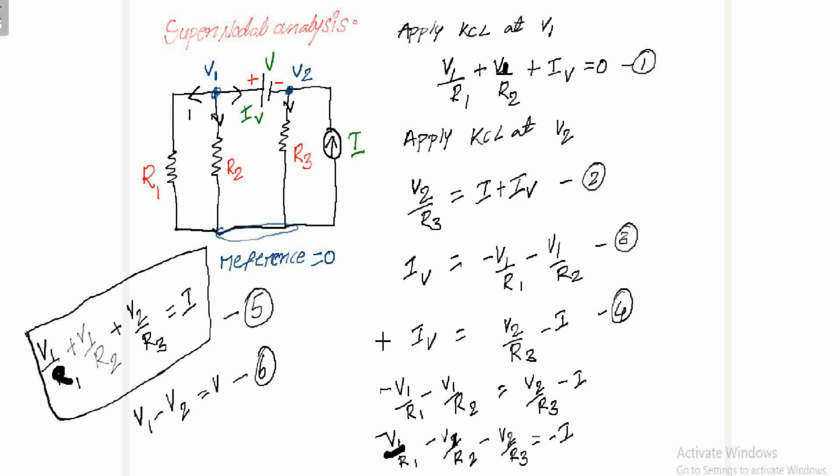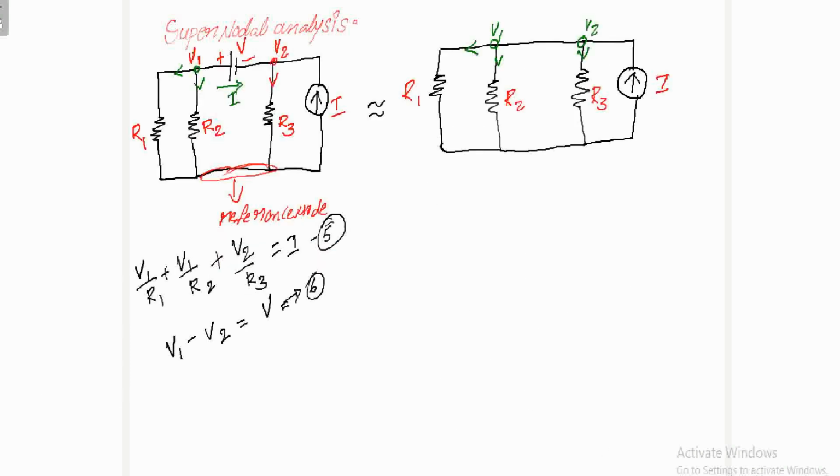Replace with a simple wire. So how does the circuit become? Let us see. So here we have replaced it. Here we are having two circuits. This is your actual circuit and this is your modified circuit.